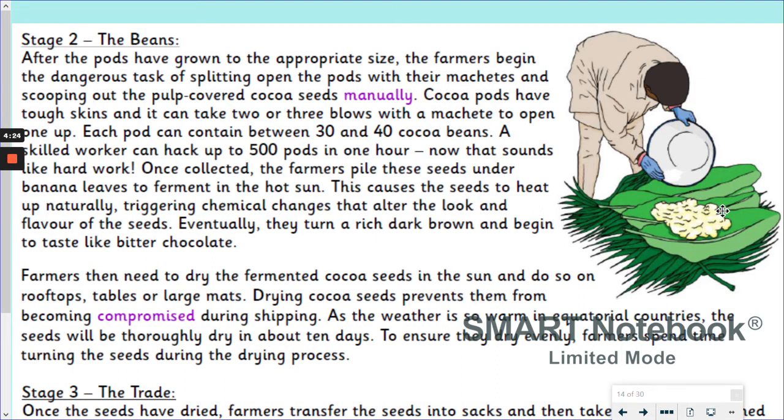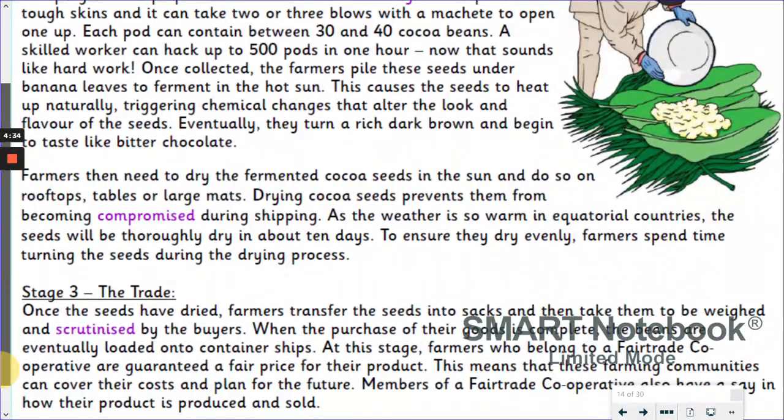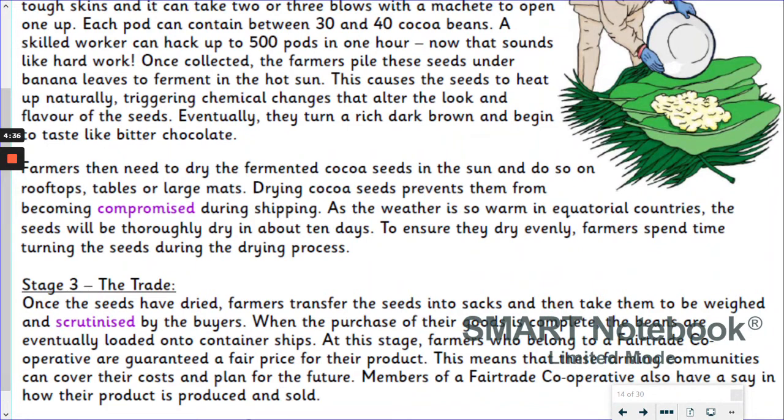Farmers then need to dry the fermented cocoa seeds in the sun and do so on rooftops, tables or large mats. Drying cocoa seeds prevents them from becoming compromised during shipping. Now compromised is going to come into one of our questions today. So I'm just going to give a few hints and tips about how to unlock the meaning of that word. Drying cocoa seeds prevents, that means stops them. So the drying process stops the seeds from becoming compromised during shipping.